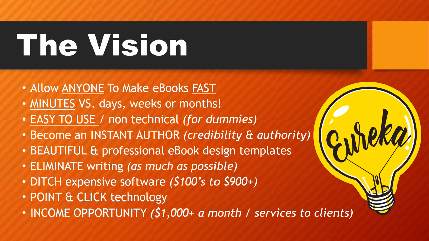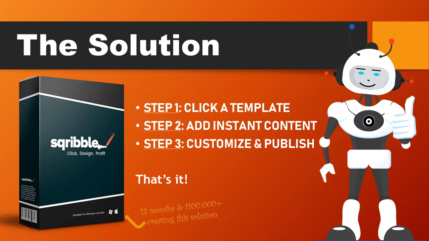But then the solution was actually born. It actually took 12 months and around $100,000 in investment to create this solution, this new software technology. It's called Sqribble. Click, design, and profit, to be able to create ebooks with content in minutes, not months. And there's really just 3 easy steps.